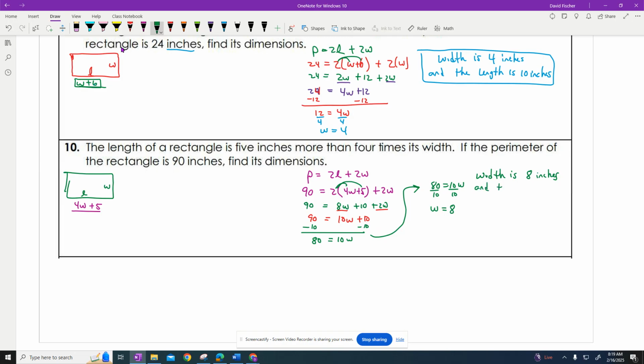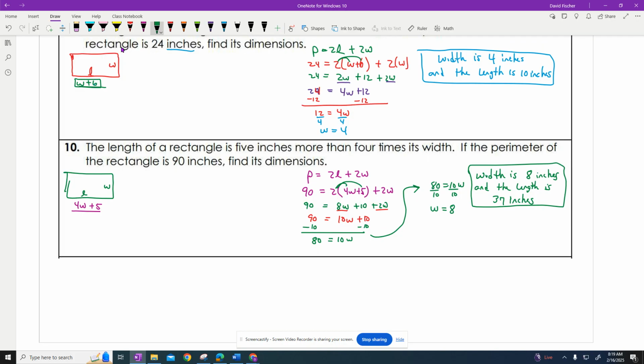And the length is, let's go put that 8 in over here. 4 times 8 is 32 plus 5, 37 inches. And that is my problem solved: the width and the length.